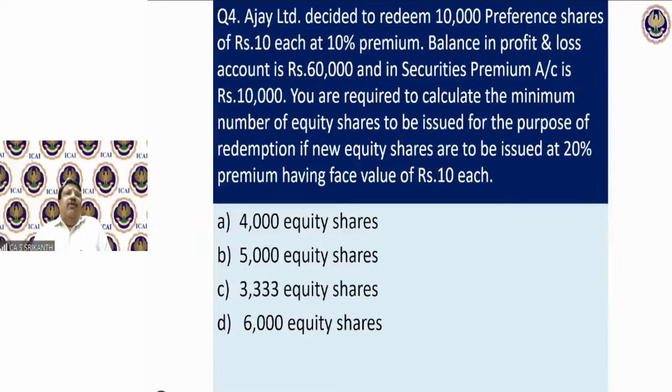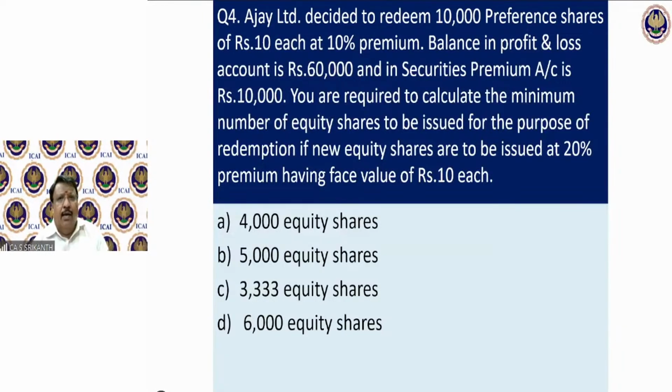Okay, Ajay Limited decided to redeem 10,000 preference shares of rupees 10 each at 10% premium. Balance in P&L account 60,000. Securities premium account 10,000. Now, how much is the minimum number of equity shares to be issued? Right. So P&L account has a balance of 60,000. How much do I need? 10,000 preference shares into 10 rupees nominal value, 1 lakh.